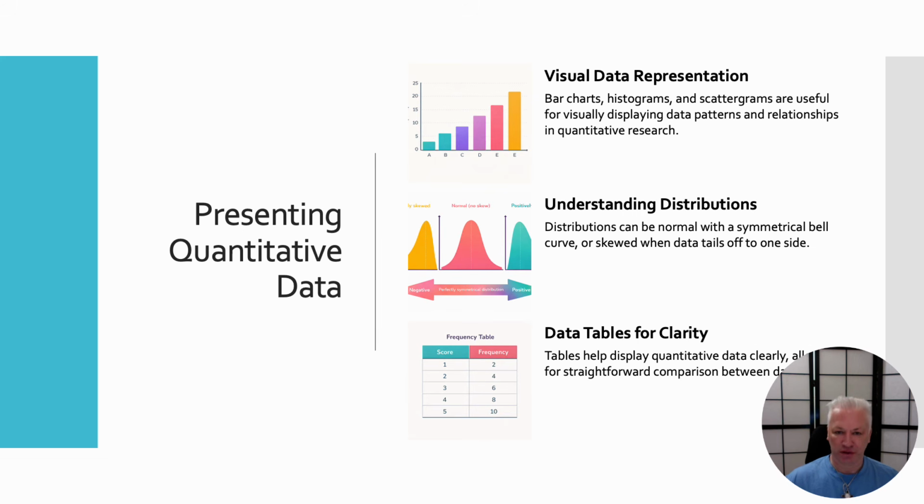Bar charts are used for discrete data where the categories are separate and do not overlap. The bars are separated by gaps to show that each category is distinct. And bar charts are commonly used to display means, frequencies or percentages for different conditions or groups.